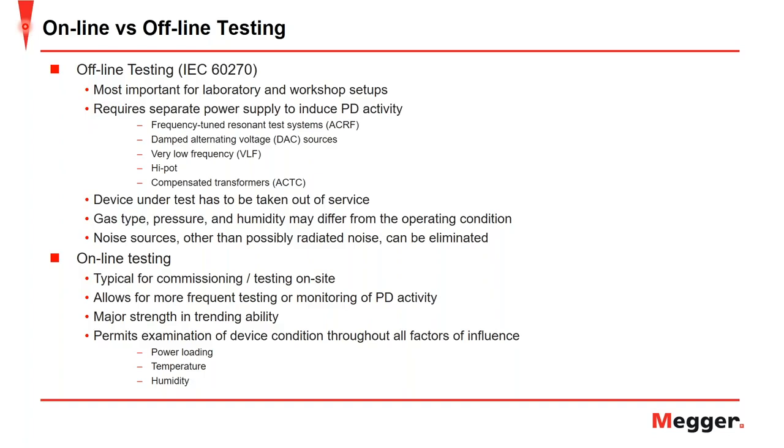When we talk about online testing, this is typical for commissioning and testing on site. This typically correlates to the unconventional methods and allows for more frequent testing or monitoring of partial discharge activity. And online testing offers a major strength in the ability to trend measurements and make comparisons based on prior measurements. And unlike offline testing, online testing permits examination of the device throughout all the factors of influence, such as power loading, temperature, and humidity, that you may not get when performing offline testing.